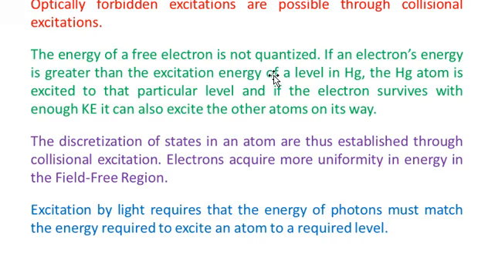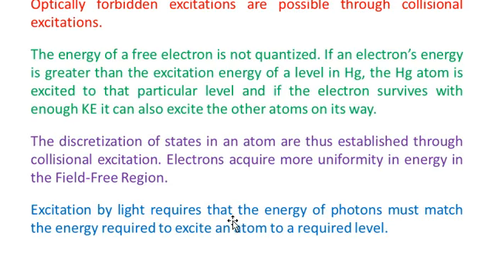The energy of a free electron is not quantized. If an electron's energy is greater than the excitation energy of a level in a mercury atom, the mercury atom is excited to that particular level, and if the electron survives with enough kinetic energy, it can also excite other atoms on its way. That is, multiple inelastic collisions will be possible. The discretization of states in an atom is thus established through collisional excitation. Electrons acquire more uniformity in energy in the field-free region.